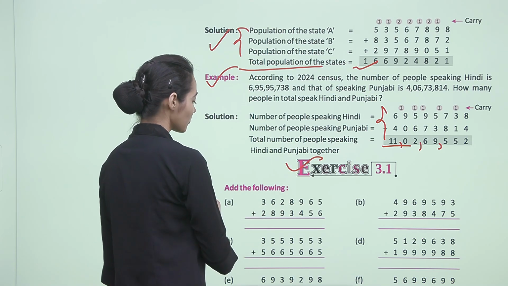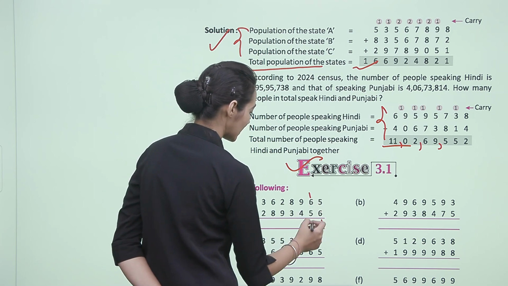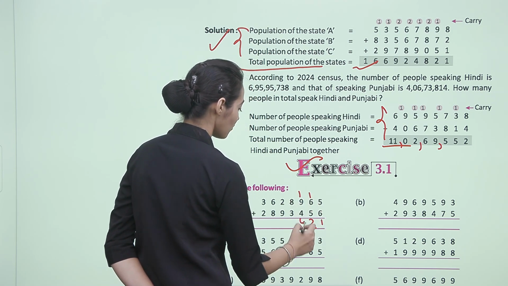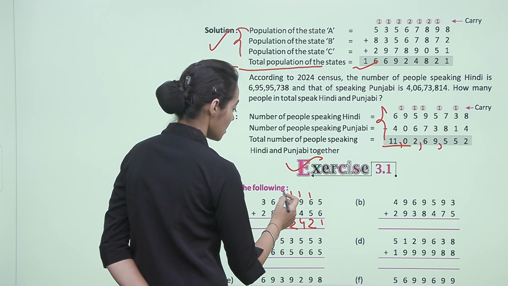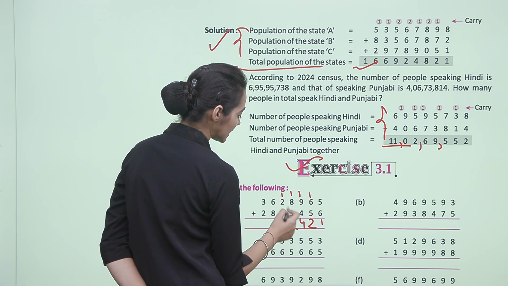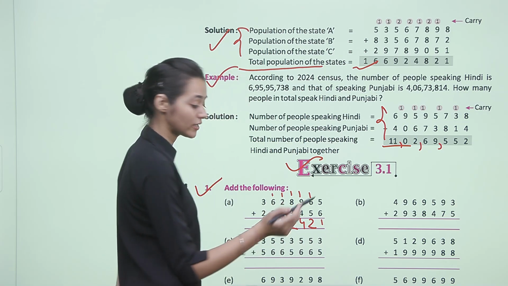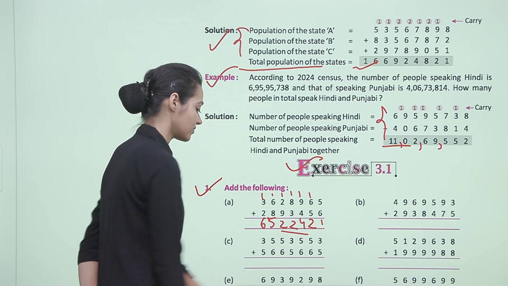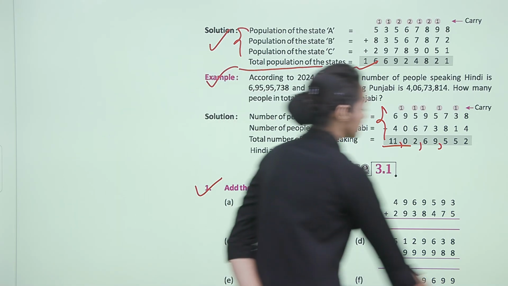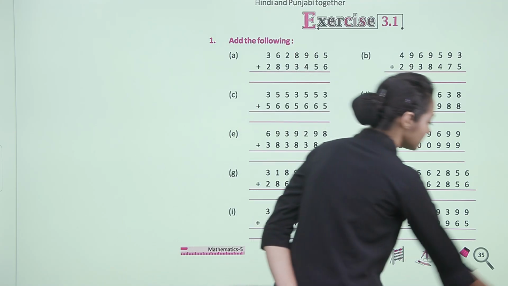Now let's look at exercise 3.1. In the first one, we have to add the following digits. So 6 plus 5 is 11, 1 carry, 12, 1 carry, 14, 1 carry forward, 12, 1 carry. Again 9 plus 1 is 10, 12, 1 carry forward. 8 plus 6 is 14 plus 1 is 15, 1 carry, and this is our required sum. That's how we can complete the remaining one.